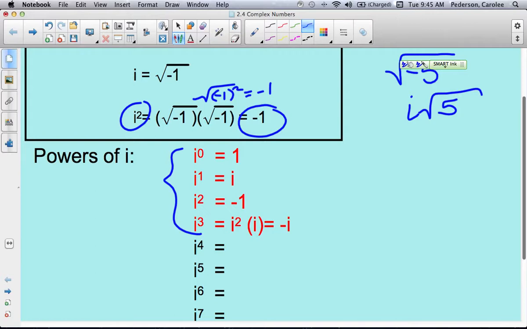i raised to the 0 power, so anything raised to the 0 power is 1. Then i to the 1 power, remember, i represents the square root of -1. Well, that's still just i. Then i squared is i times i, or -1. And then i cubed is -i. The reason why is you can replace this i squared with a negative, and then you have i. And then after that, the pattern just repeats. Every 4 powers, it repeats that pattern over and over and over again.